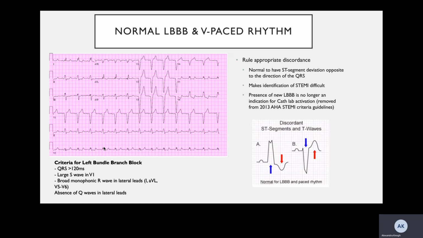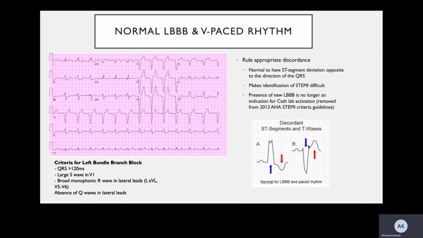And also a unique thing with V-paced rhythms or left bundles is there's a rule called the rule of appropriate discordance. This makes it difficult to identify STEMIs or ischemia in patients with this type of pattern on their EKG. What it essentially means is that it's normal to have some ST segment deviation opposite to the direction of the QRS. So if the primary voltage direction of the QRS is pointing down, as you can see here, it's normal to have some ST segment elevation. That's normal. So you could see that here.